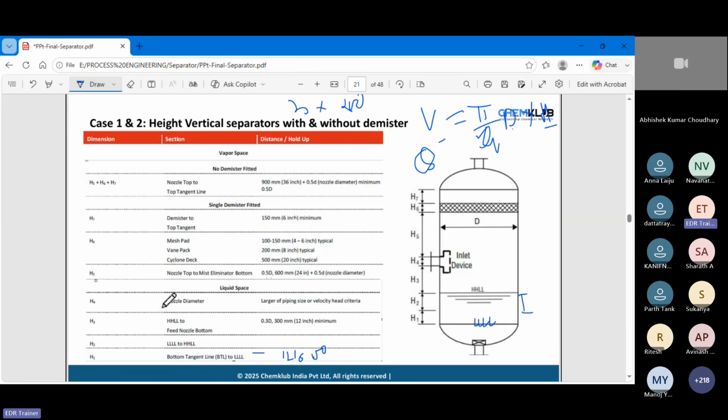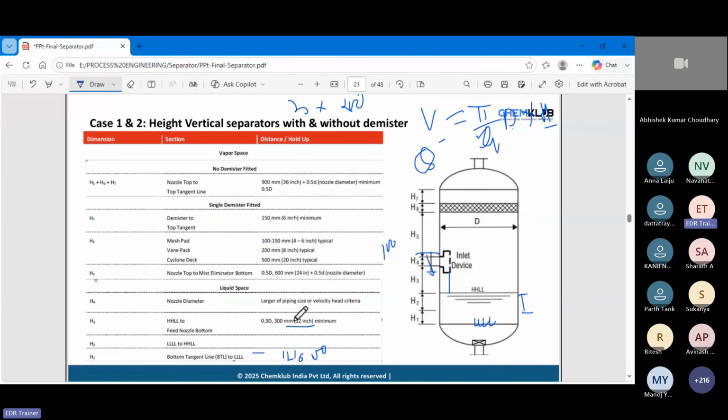Same for the nozzle diameter, the inlet nozzle diameter, which we have a requirement. Then inlet nozzle diameter to high liquid level, we call it a disengagement space. This disengagement space is depending upon the minimum 300 NB or 0.3 into D. This is the inlet diameter. Suppose you have a calculated 100 NB line, right? Inlet 100 NB nozzle size. So this 100 NB nozzle size, 100 into 0.3, so around 30 mm, right? Or 300 mm, whichever is higher. Understood what I mean to say?